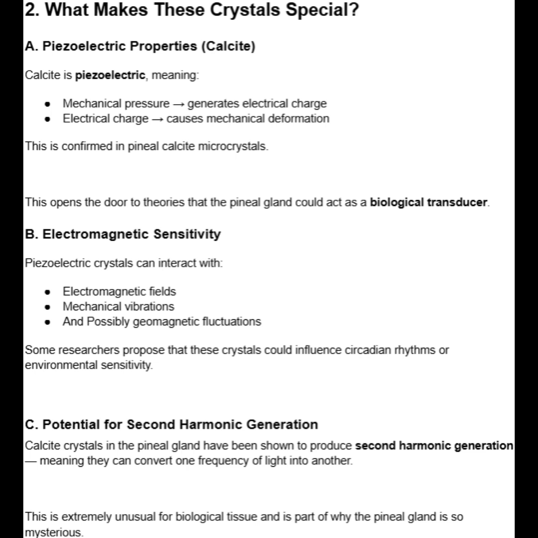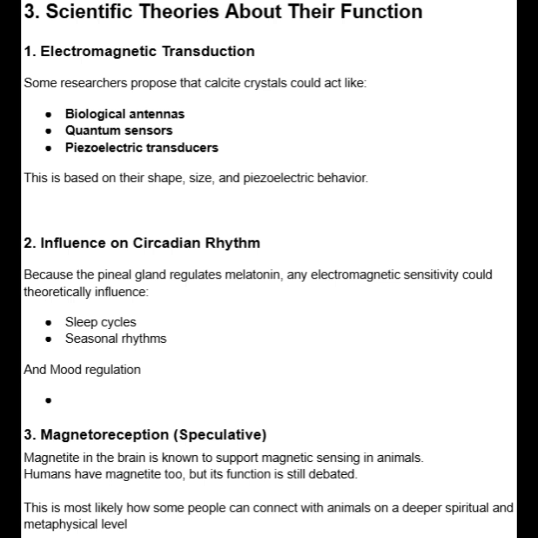Calcite crystals in the pineal gland have been shown to produce second harmonic generation, meaning they can convert one frequency of light into another. This is extremely unusual for a biological tissue and is part of why the pineal gland is so mysterious. 3. Scientific theories about their function.